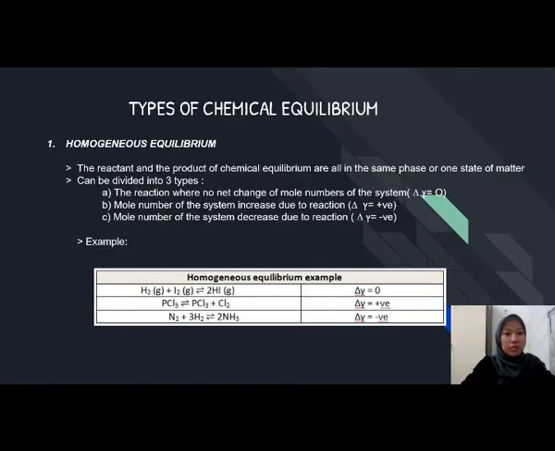Assalamualaikum. My name is Nafatiha. For the types of chemical equilibrium, there are two types. First is homogeneous equilibrium. For homogeneous equilibrium, the reactant and the product of chemical equilibrium are all in the same phase or one state of matter. It can be divided into three types, which are the reaction where there is no net change of mole number of the system, mole number of the system increases due to the reaction, and mole number of the system decreases due to the reaction. There are a few examples of homogeneous equilibrium.